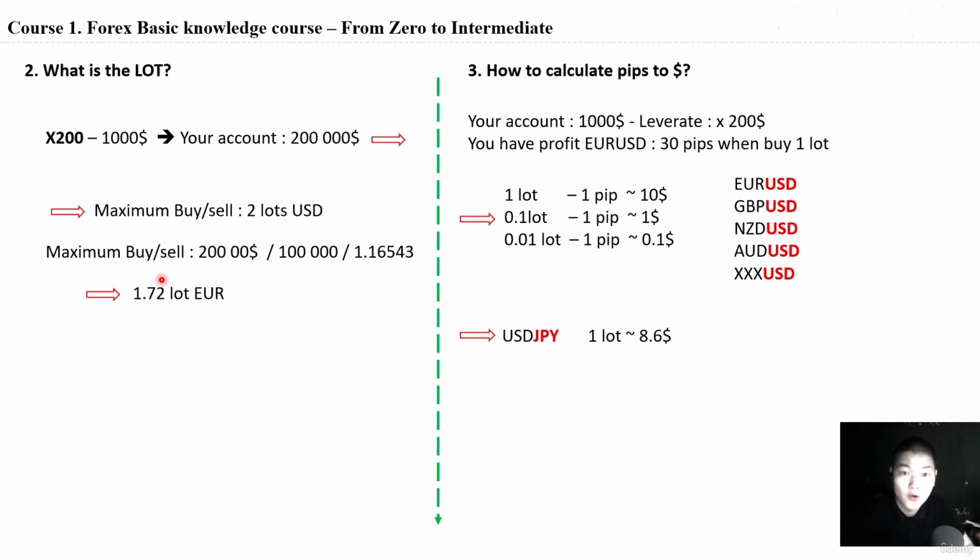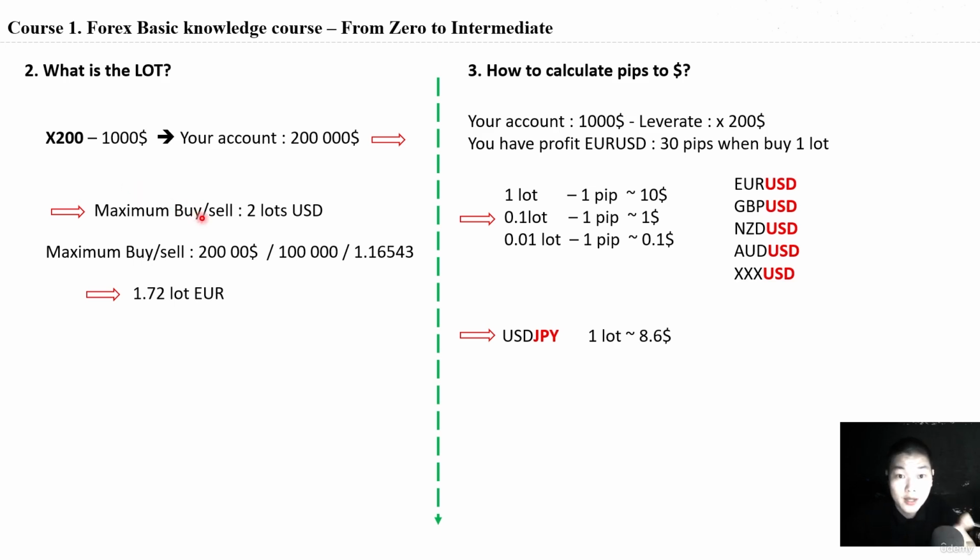Let me explain more about the lot and the leverage. For example, if your account only has $1,000 and you're using leverage of 200 times, it means that your account will be equal to $200,000 after using the leverage, or using the loan from your broker.